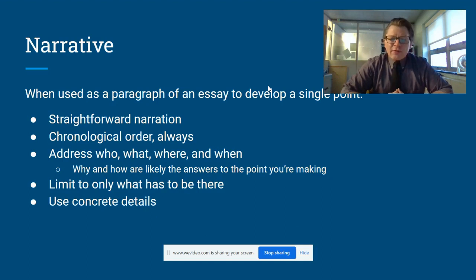When used as a paragraph of an essay to develop a single point, the narrative needs to have straightforward narration, chronological order always. We need to address who, what, where, and when as quickly as possible. We leave why and how up to the reader to ascertain themselves based on the details included in the narrative. We limit to only what has to be there. And finally, we make sure to always use concrete details.